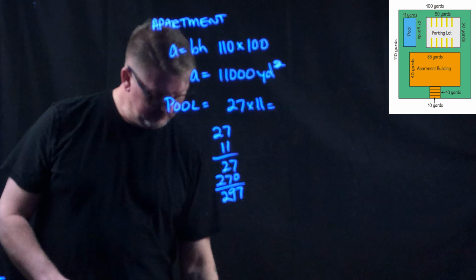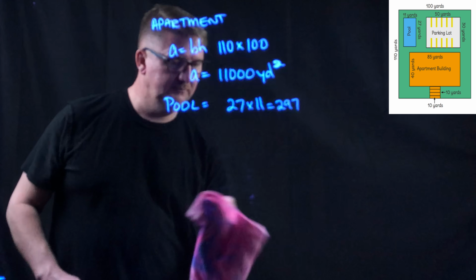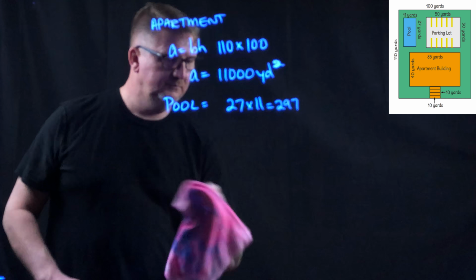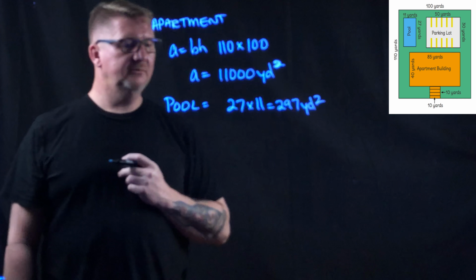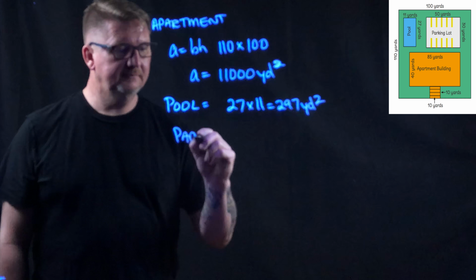$297 square yards. All right, yards squared. Now I want to go to the parking lot. What is the parking lot's dimensions? The parking lot is 50 by 30. So once again, it's a rectangle, so 50 by 30.